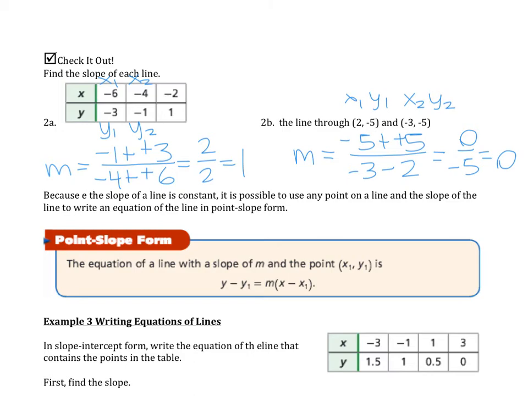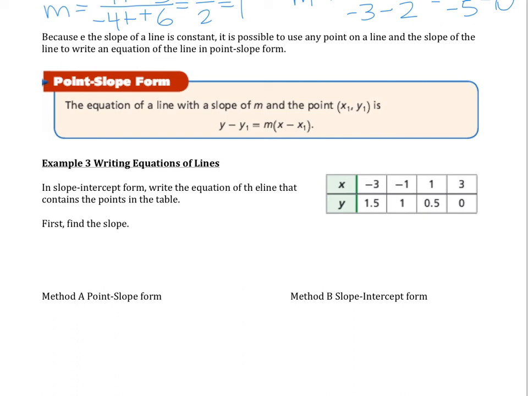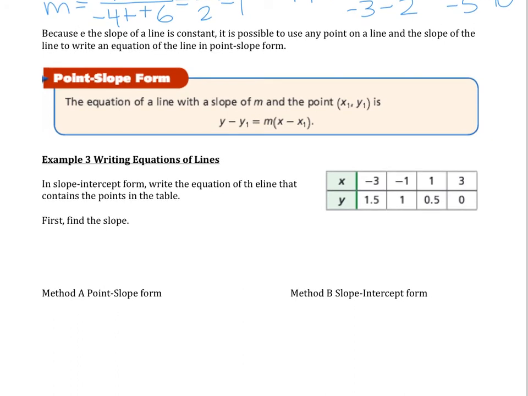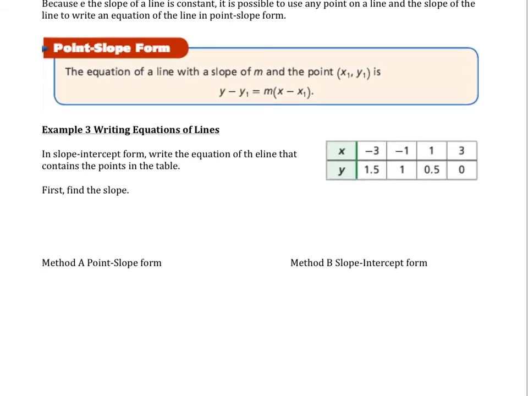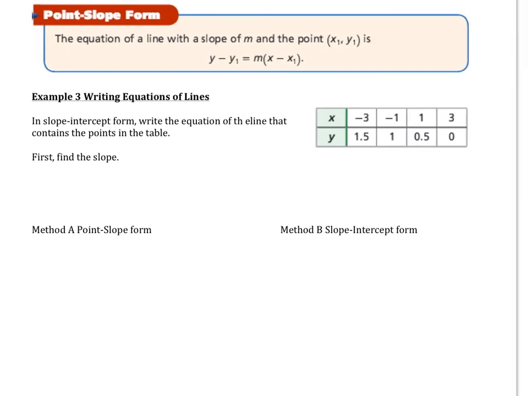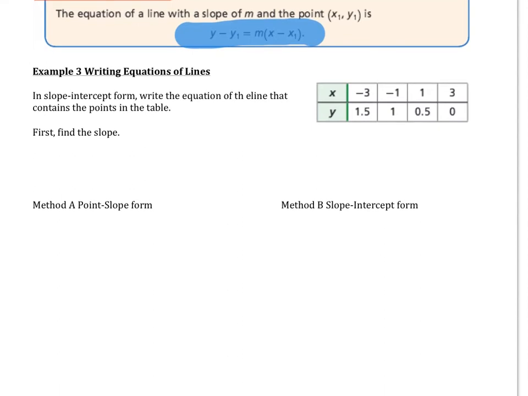We have one more thing that we want to do in this lesson, or this part. Because the slope of the line is constant, you can use any point on the line and the slope of the line to write an equation. And we use what's called point-slope form. y minus the y coordinate of the point equals the slope times the quantity x minus the x coordinate of the point. So we're given some data.